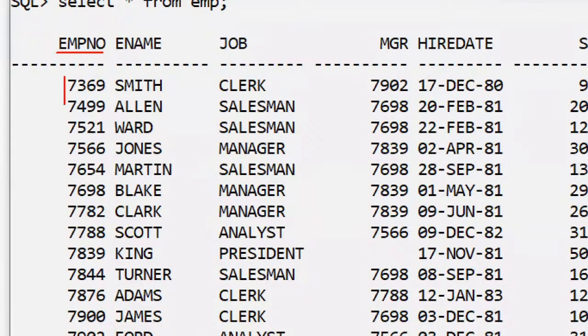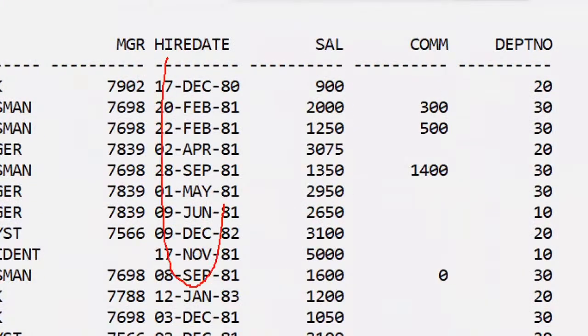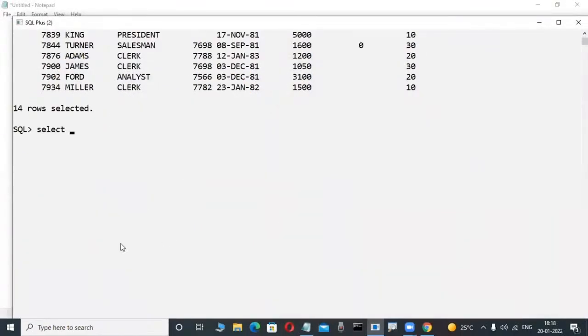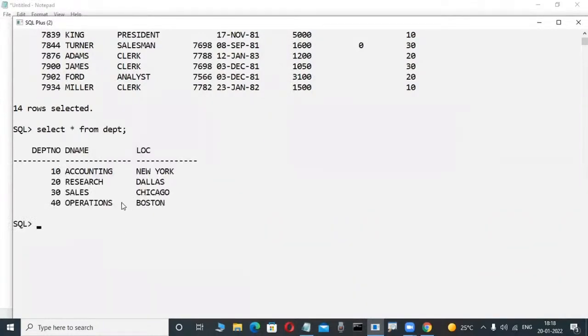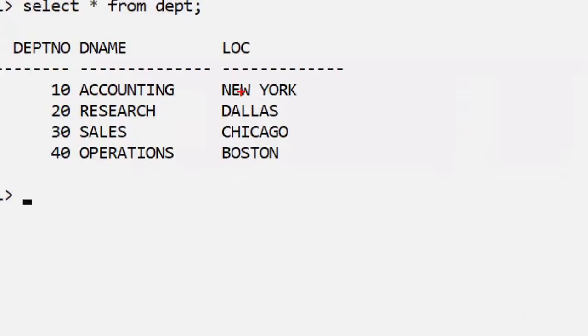Here is employee number; in this column only numbers are available. In this column only characters are available. In this column only dates are available. That's why, observe, the data is stored in a structured manner. Anything we observe in a relational database is structured data, a structured collection of data.